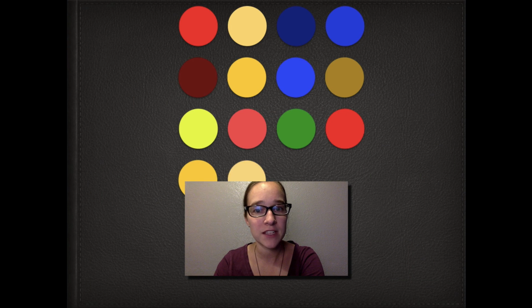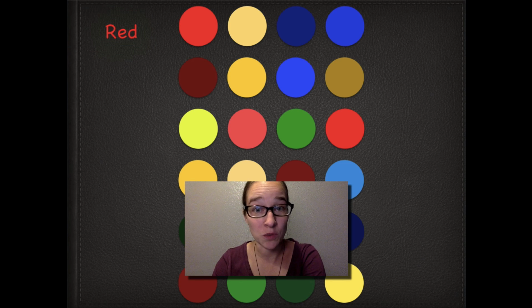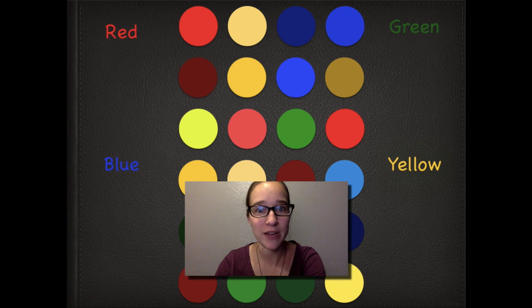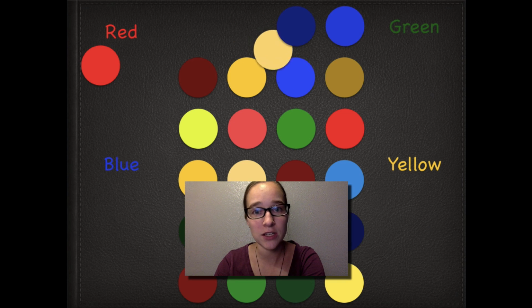Let's try this again. I'm going to put down some circles here, and these circles are going to come in various colors. We're going to have some circles that are reddish, some that are greenish, some that are bluish, and some that are yellowish. So let's start by looking at the first circle at the top there. That circle is red, so we're going to put it in the red category. And our next circle is yellow, so we'll bring it down there into the yellow category.